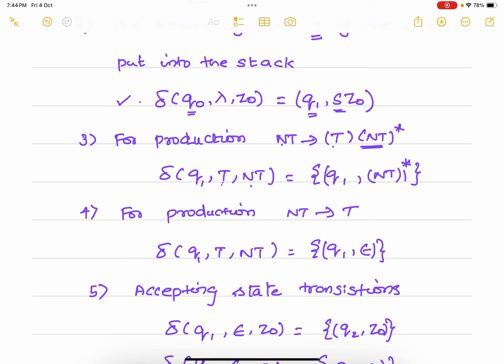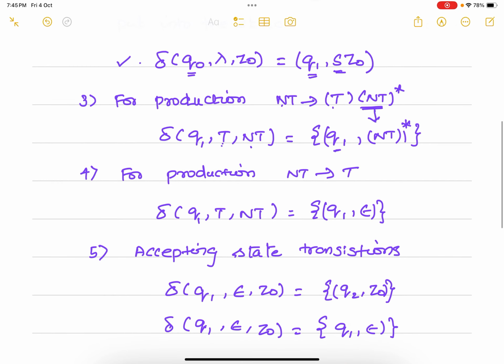The right hand side of the transition should be the move Q1 comma whatever production we have to include here. Suppose for rule number 4 you have a production of the form non-terminal going to terminal. Then Q1 comma this terminal symbol, then this non-terminal should come here. The right hand side, the move should be Q1 comma epsilon.